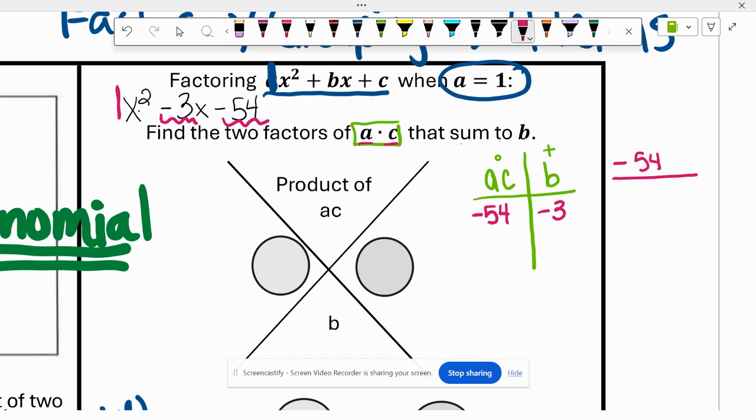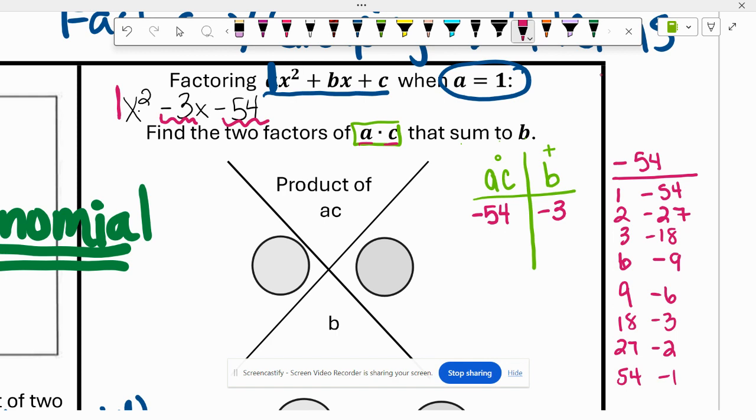Perfect. Okay. So starting with the whole number 1, what do we get? 1 and negative 54. Keep going. 2 and negative 27. Keep going. 3 and negative 18. Keep going. 6 and negative 9. Keep going. 9, negative 6. 18, negative 3. 27, negative 2. And 54, negative 1.